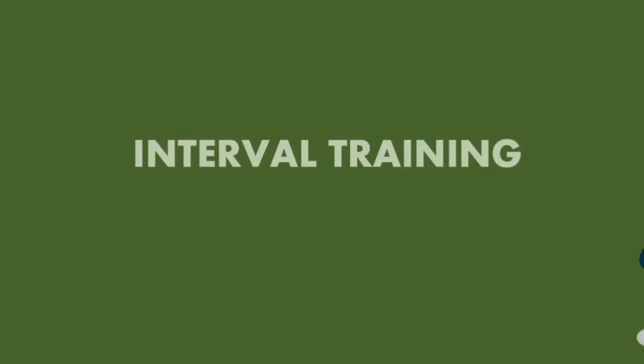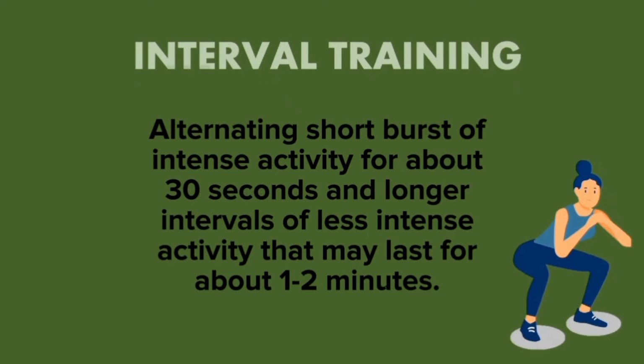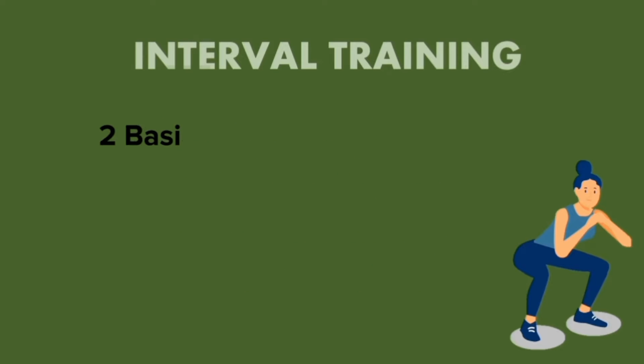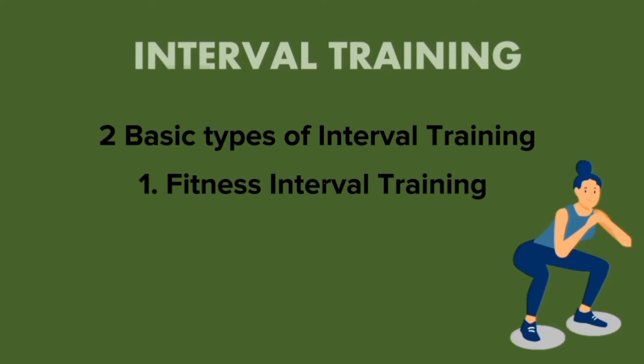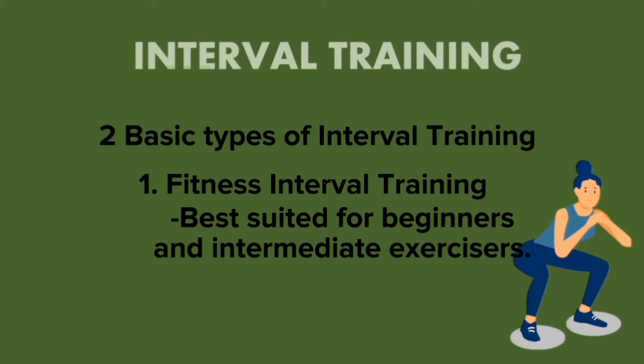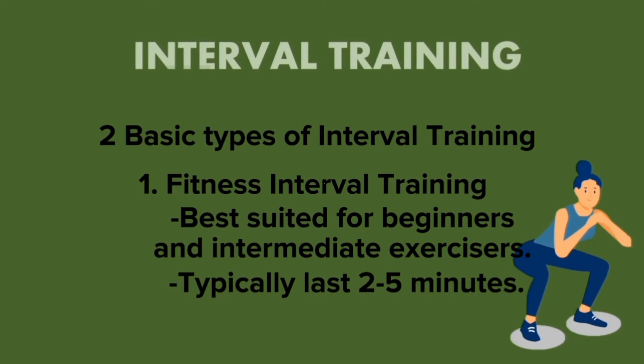Interval training. This training is the alternating short burst of intense activity for about 30 seconds and longer interval of less intense activity that may last for about 1 to 2 minutes. There are two basic types of interval training. First is fitness interval training. This method is best suited for beginners and intermediate exercisers. This training strategy employs high-intensity phases that typically last 2 to 5 minutes.